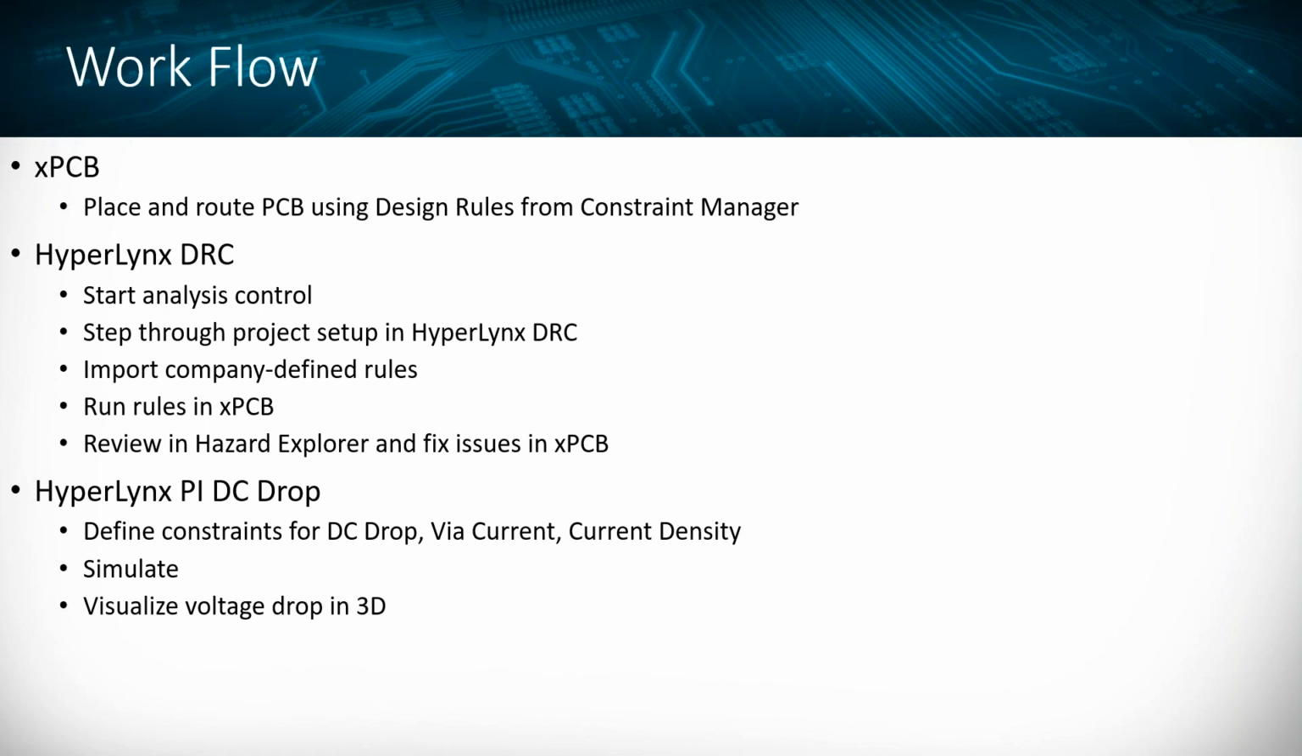All right, so the next thing we might want to do is actually analyze the voltage distribution network, and we can do that with that HyperLynx PI DC drop directly within Xpedition. So I'll show how we can define which power plane we want to simulate, what those sinking and sourcing pins are for that power plane, and then actually visualize the voltage drop in the 3D Power Scope tool.